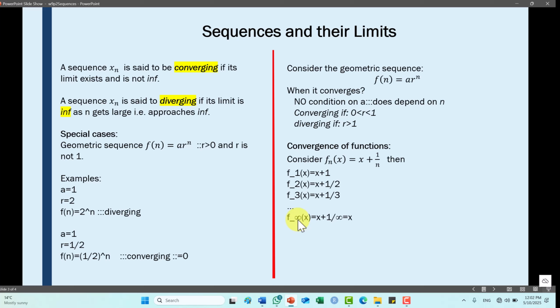If n gets larger and larger, then the function is x plus 1 over infinity, and this is actually 0. 1 over infinity is 0, and x plus 0 is x. That means that this sequence of functions, remember this is a sequence of functions, is actually approaching the function f(x) equal to x as n approaches infinity. And in this case, f(x) equal to x is called the limiting function of the sequence of functions Fn(x) equal to x plus 1 over n.